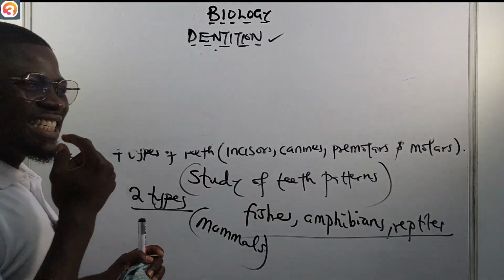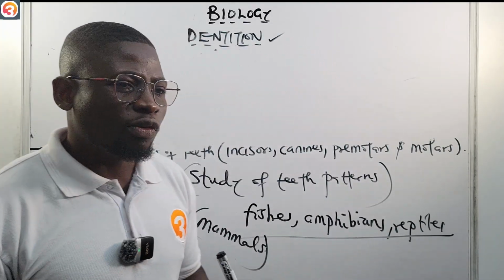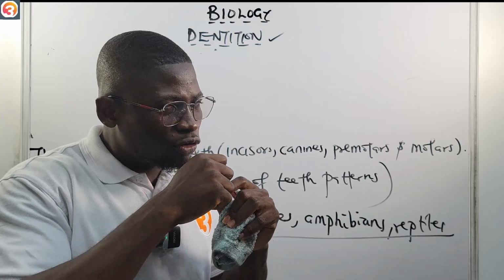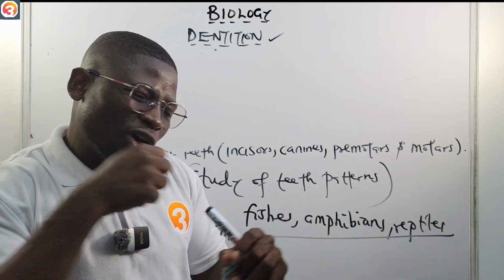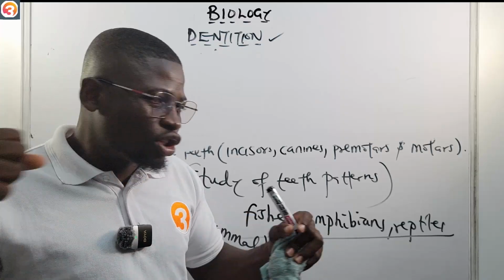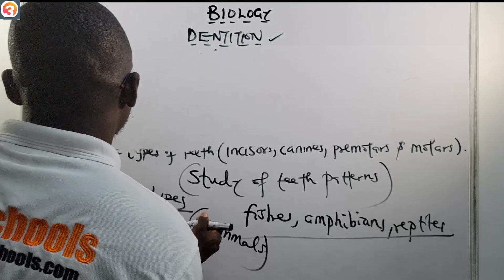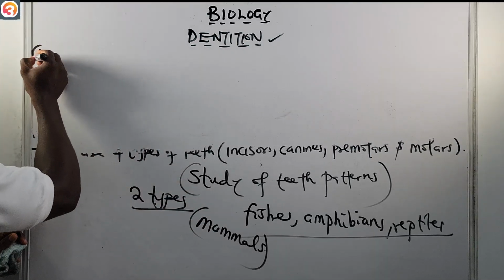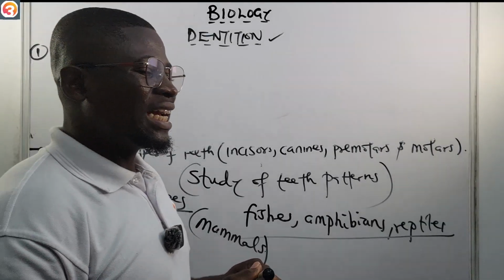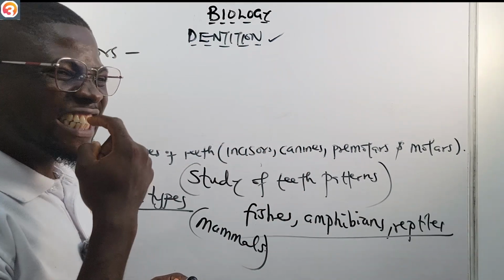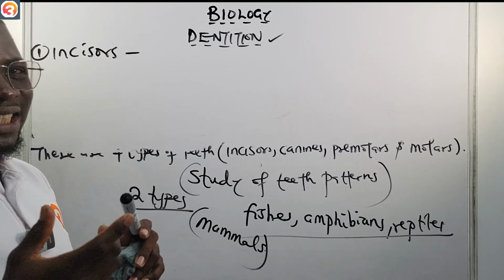So this incisors, the one you are seeing at the front here, is called the incisors. The incisors is for tearing food. You want to tear something? You want to cut meat? You use the incisors. So that's why we say the incisors is for cutting. Number 1, incisors. The incisors are the ones at the front, these ones you are seeing. They are very useful for cutting and biting food.